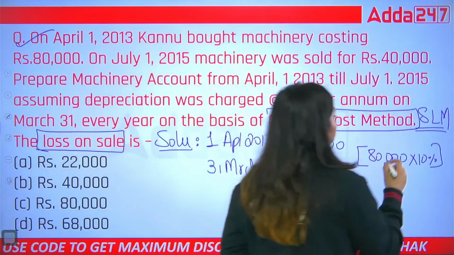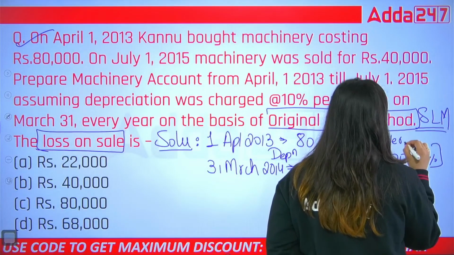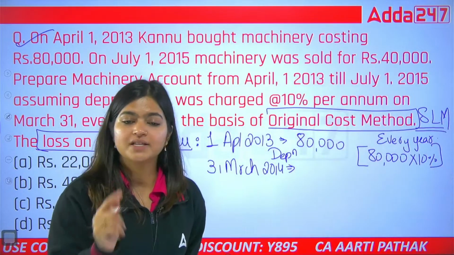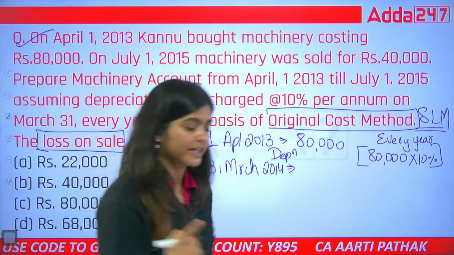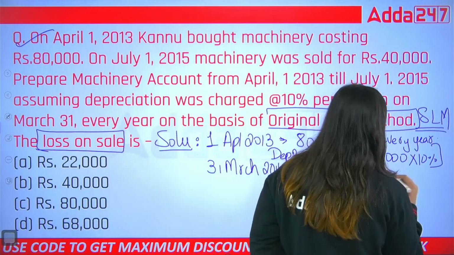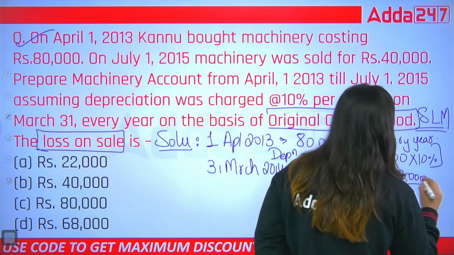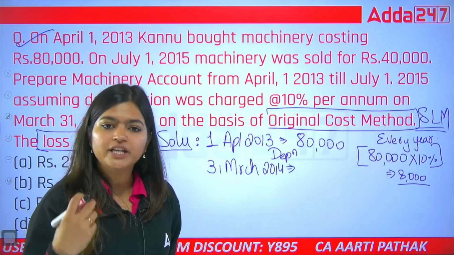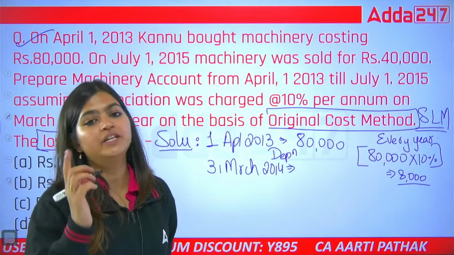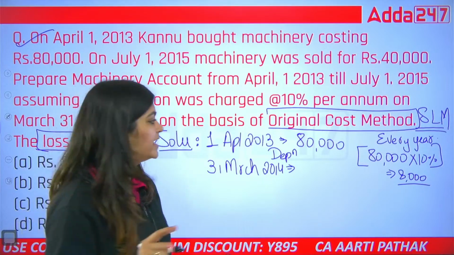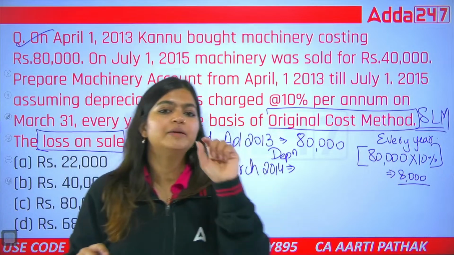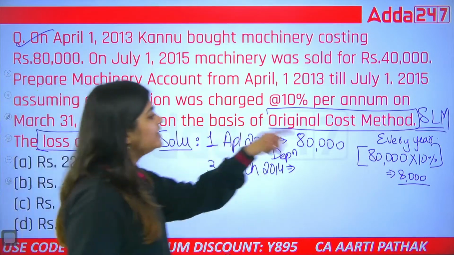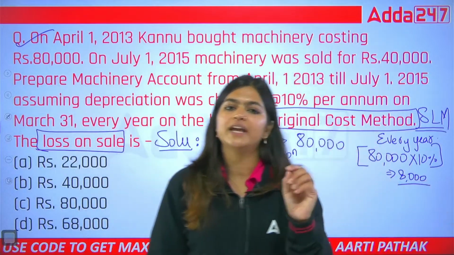Remember, this 10% you are going to charge every year. You are not going to calculate this depreciation again and again. So remember, this 8,000 is for the full year, for full 12 months. If you need to give adjustments as per the months, then we need to calculate according to that. But we are not going to calculate on the balance method. Remember one thing, we are using the original cost method, which is the alternate name of the straight line method.